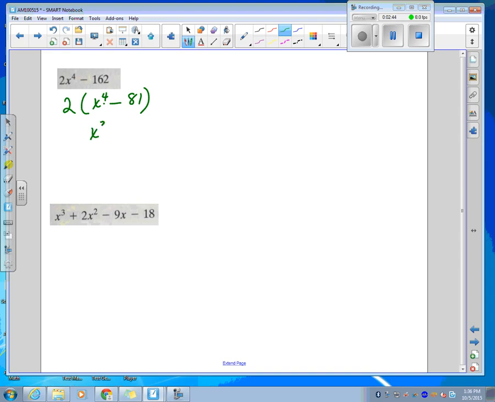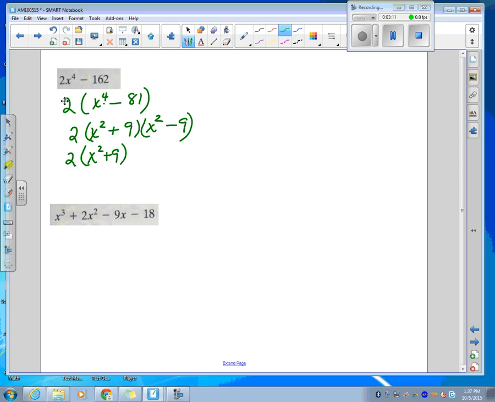So the square root of x to the 4th is x squared. So it's going to be x squared and x squared. Bring down that 2. And the square root of 81 is 9. So one of them needs to be plus 9 and one of them needs to be minus 9. And so this one's not finished even yet because here we have a difference of squares again. So bring down the pieces that are prime.